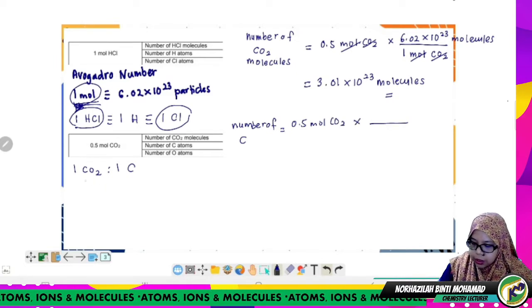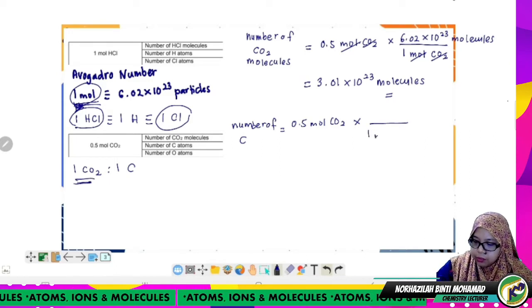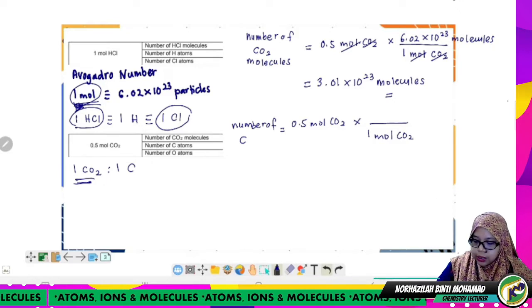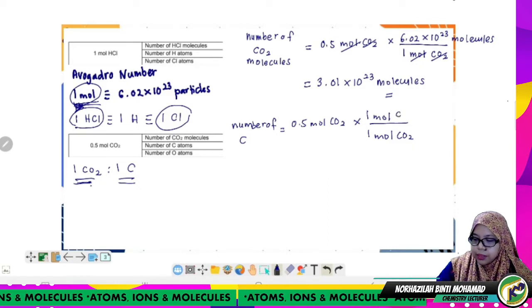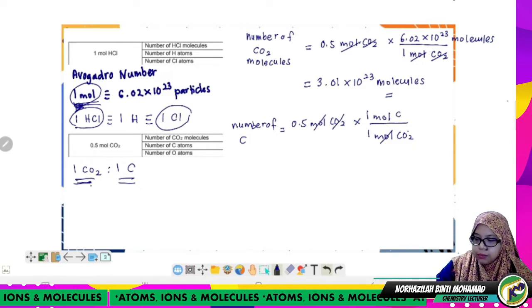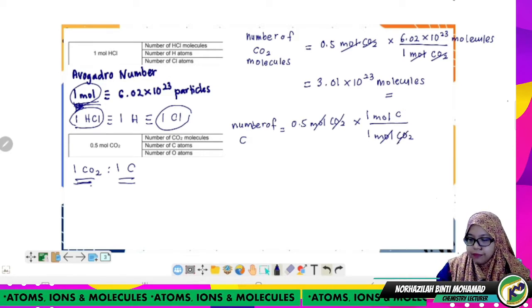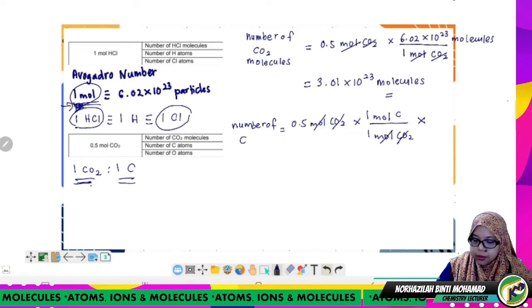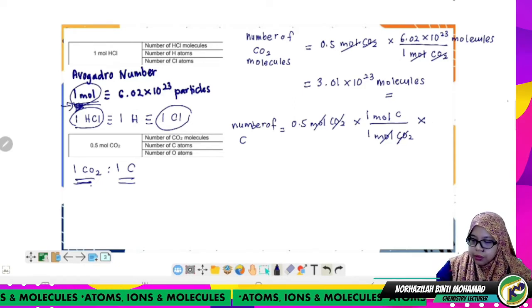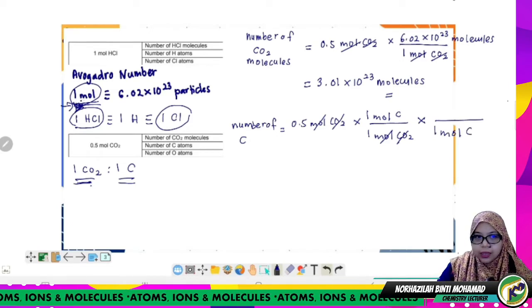Okay, so we want to cancel the CO2, so we write this first. 1 mole CO2 is equivalent to 1 mole carbon. So we can cancel the unit mole CO2. Right now we have the mole of carbon. From mole of carbon, we will convert using the Avogadro number. Now I want to cancel the unit 1 mole carbon. So 1 mole of any particle here.